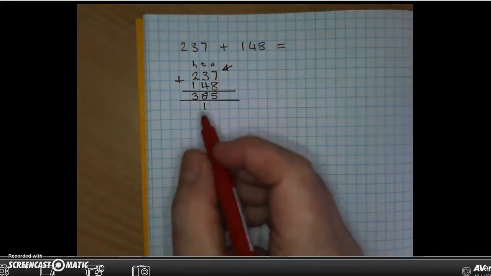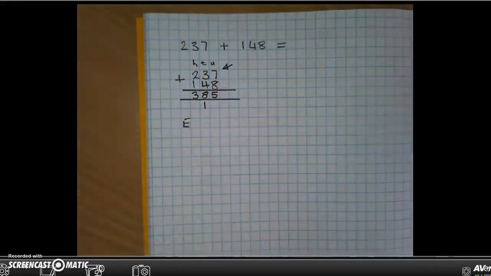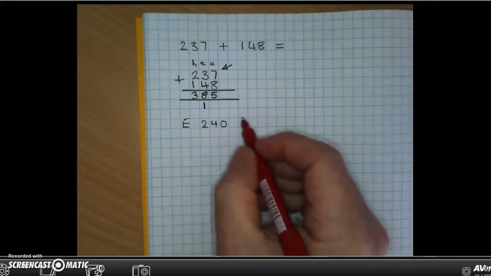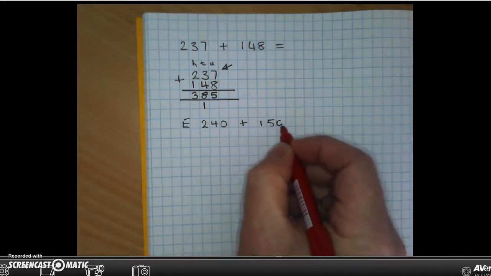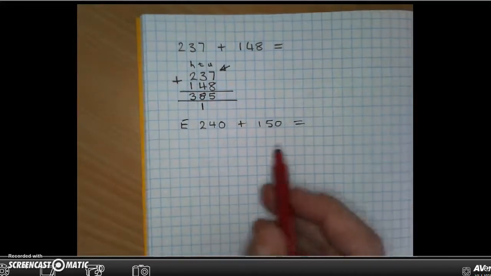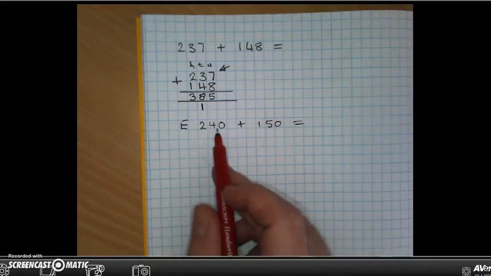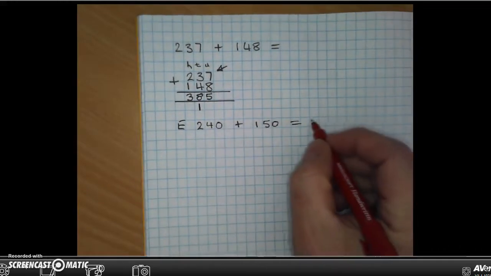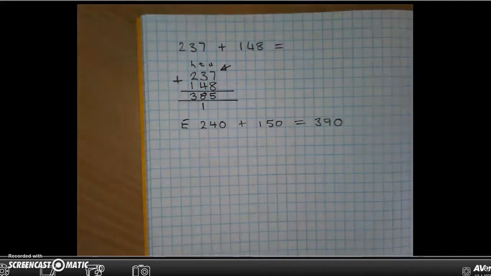Do have a go at perhaps estimating before you do your calculation. My estimate would be that that calculation is a bit like, after rounding, 240 plus 150. And doing that calculation mentally, because it's just an estimate, I'd say 50 and 40 is 90. 100 and 200 is 300, so the answer is 390. It is crucial that you estimate to check your answers.